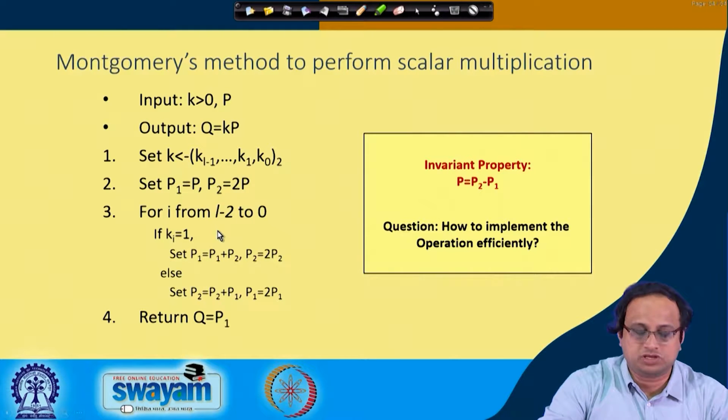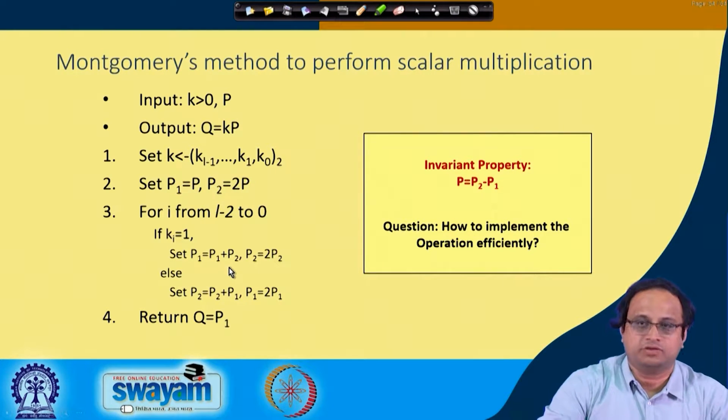So, how you can do that is very simple. Again, assume that k_{l-1} is 1, since we are computing from the MSB. So, let me start processing from k_{l-2}. The iteration will vary from l-2 down to 0. At some ith stage, if the k_i bit is 1, then I do an addition in the register P1 and I do a doubling in the register P2. Alternatively, if the bit is 0, then I do an addition in P2 and I do a doubling in P1.